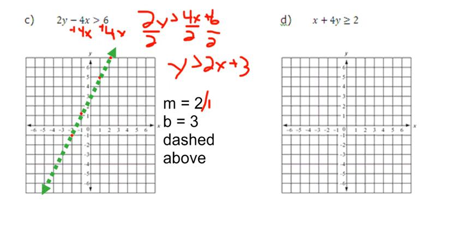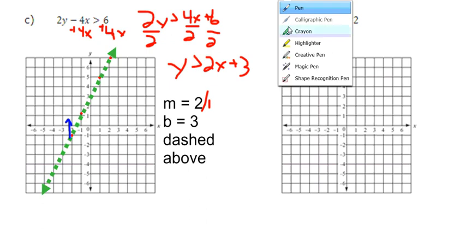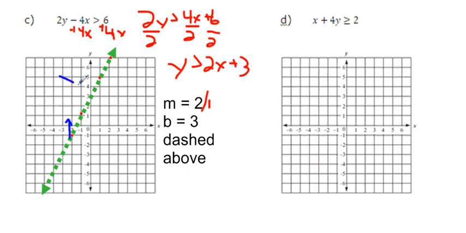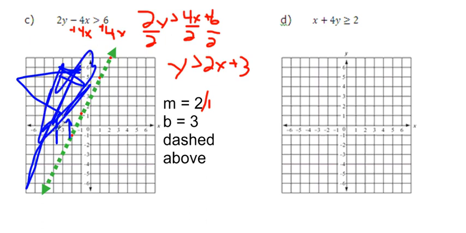So again, if you're not sure, grab anywhere on the line and draw up. That's above. So I'm going to shade above the line, and you get the idea about shading. So everywhere above this line would be solutions. So what this means when I'm shading above where the solutions lie is I could pick any ordered pair in this shaded area, plug it into the inequality, and it would give me a true statement.